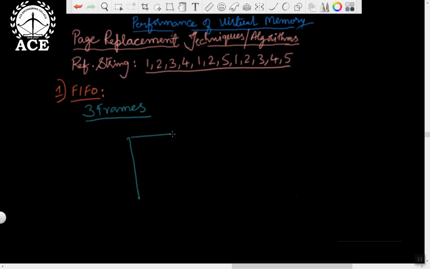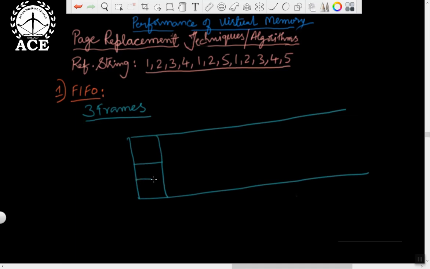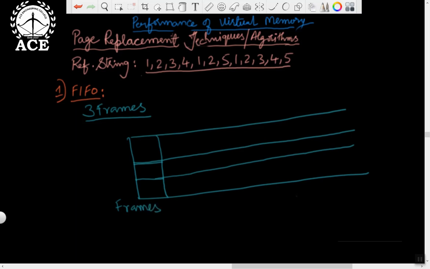So let's draw the diagram here. 3 frames, something like this. I will take a row for the first frame, second frame and third frame. So these are frames. Initially we are going to refer page 1, so it is going to cause a fault. We bring 1 into any of the empty frames. Next we refer 2, which will cause a fault because 2 is not present, so in one of the empty frames we load 2. 3 will also cause a fault, so we bring 3 as well.